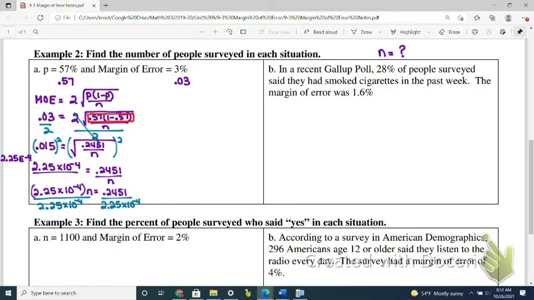So once I type that in and move it up here, it said my N was 1,089.33 people. Can I have a third of a person? No, so we need to round, and when we talk about people, we always round down. I can't manufacture more people, so I need to round down. So I will say about, because it is a rounded answer, 1,089 people were surveyed.